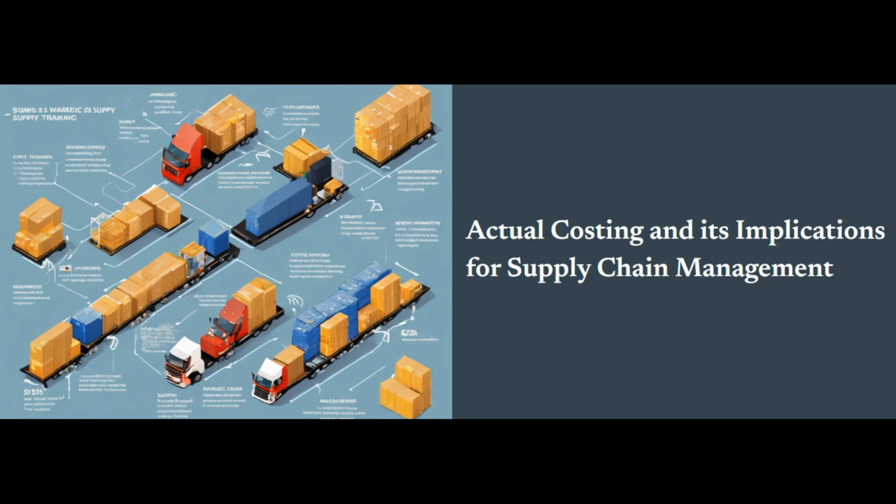Optimize inventory management strategies. Use actual costing data to inform inventory policies, such as safety stock levels, order quantities, and the identification of slow-moving or high-cost inventory items. This can lead to improved working capital management, reduced obsolescence, and enhanced profitability. Enhance logistics and distribution planning. Incorporate actual costing data into logistics and distribution decision-making, including transportation mode selection, route optimization, and warehouse location and configuration. This can help organizations minimize logistics costs while maintaining high levels of customer service. Foster cross-functional collaboration.